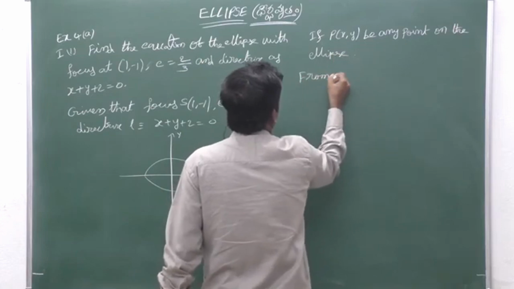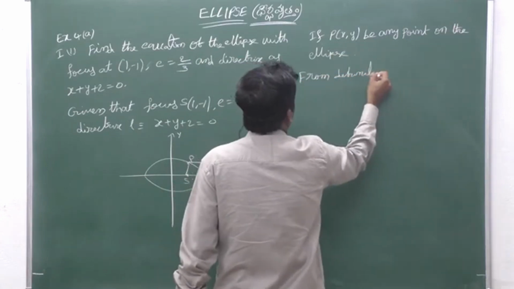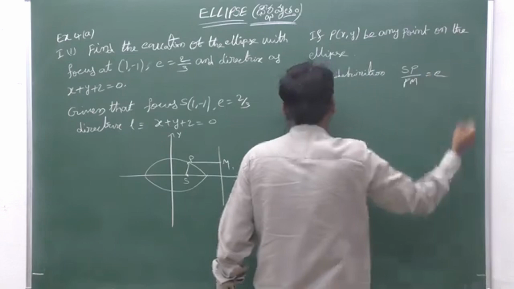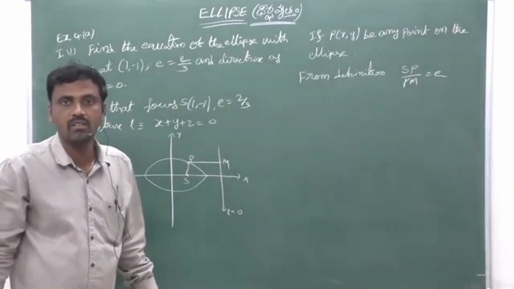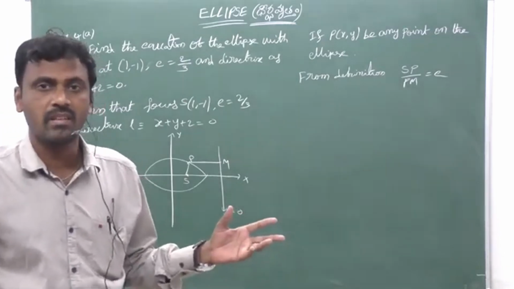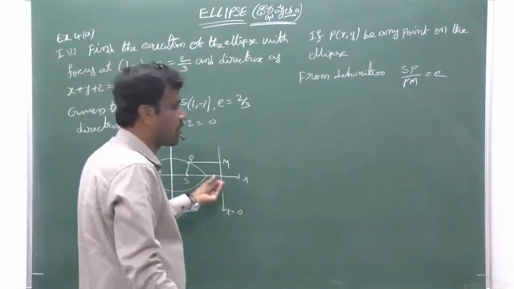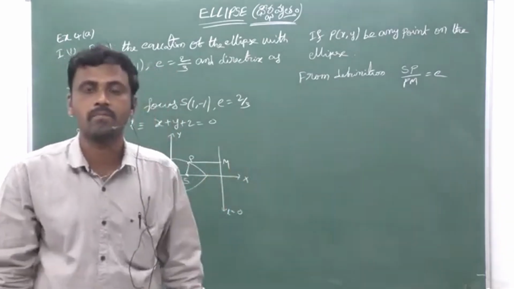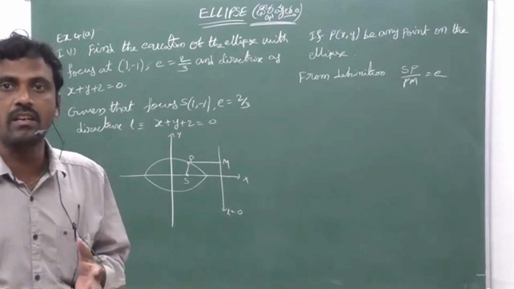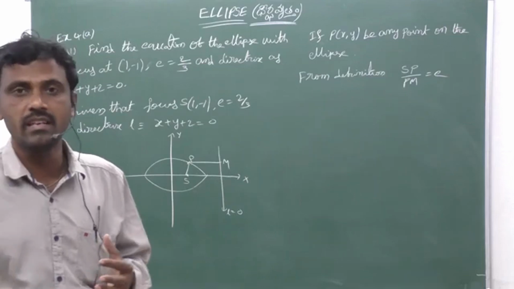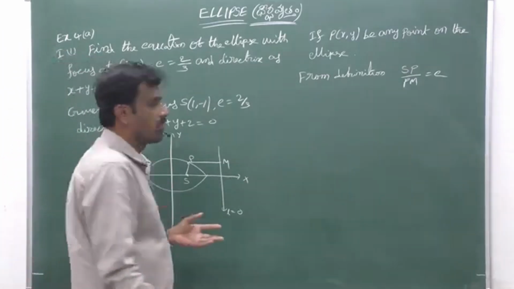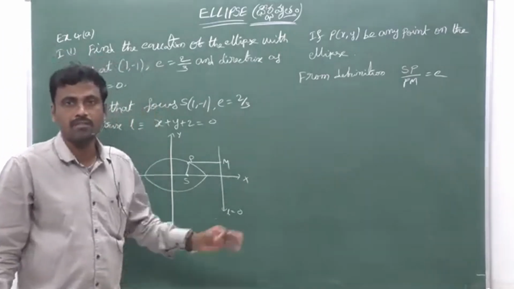From the definition, SP by PM equal to E. That is the conic definition. The distance from a fixed point and a fixed line is in constant ratio. E is called the eccentricity; that type of locus is called a conic. If E less than 1, ellipse; E greater than 1, hyperbola; if E equal to 1, parabola. That is the definition of conic.